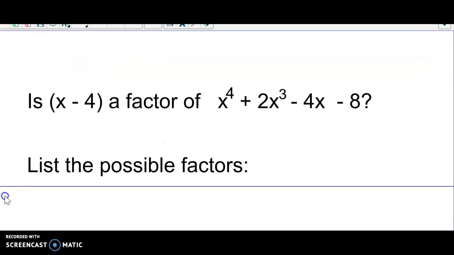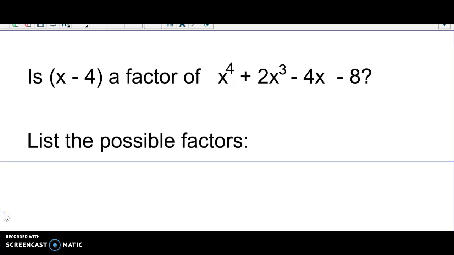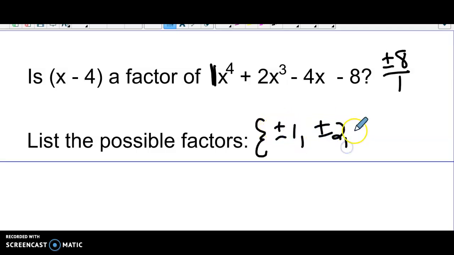So is x minus 4 a factor? Well, let's list all the possibilities that we have based on the rational zero theorem. I'm going to take 8, because that's my constant term, divided by my leading coefficient of 1. And those are all the possibilities. Any factor of 8. So what would that be? 1, 2, 3 doesn't go into 8, 4, and 8. There's 8 possibilities. And look, 4 is one of the possibilities. Now, I'm not sure if it's a factor or not.